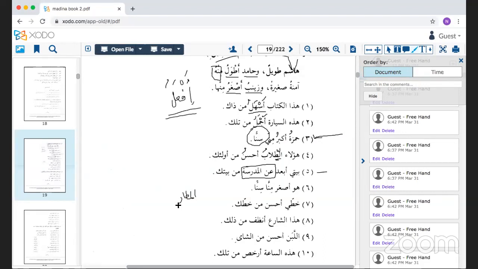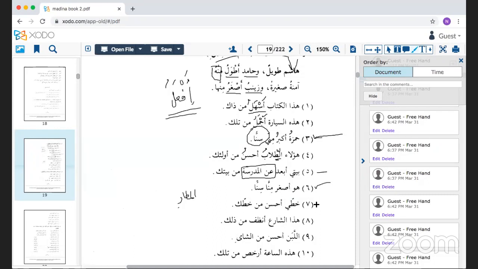جيد. تفضل أخي الكريم أبو حمزة أيمن رقم 6. هو أصغر منا سنا. بارك الله فيك. This is directly related to number 3. حمزة أكبر مني سنا. هو أصغر منا سنا. He is younger than all of us in age. He's smaller than us in age, so he's younger.